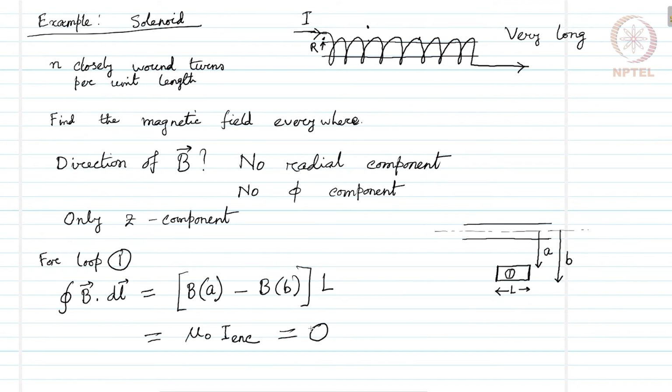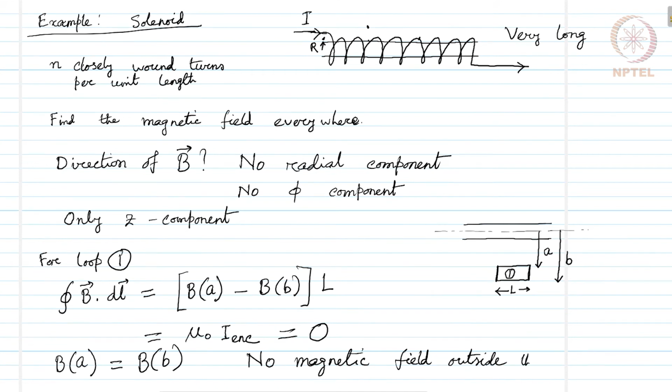What does that mean? That means B at A equals B at distance B, which essentially means there is no magnetic field outside. The entire magnetic field is inside the solenoid. Remember, it extends to infinity, and whatever we can find is inside.